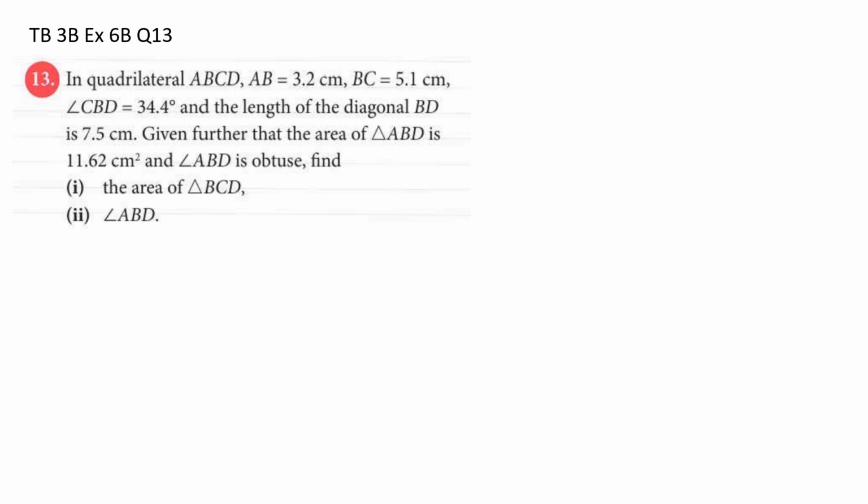Right, let's look at what information is given to you. You're given the sides AB to be 3.2, BC 5.1, angle CBD 34.4, and you're also given the diagonal BD. Some of you may have forgotten what diagonals are, so I'm going to show it to you. Supposing you have a quad drawn in this way, the diagonals will refer to the one I've drawn in red, which is the first diagonal, and the one in blue, which is the second diagonal. So this is how the diagonals look.